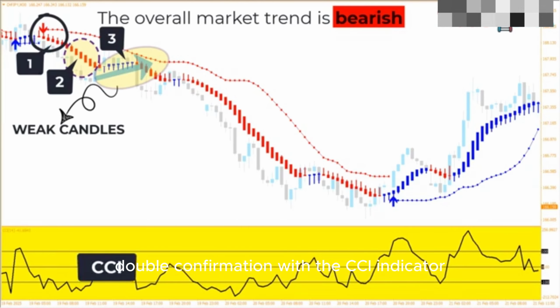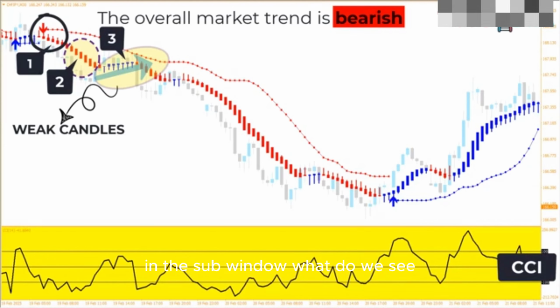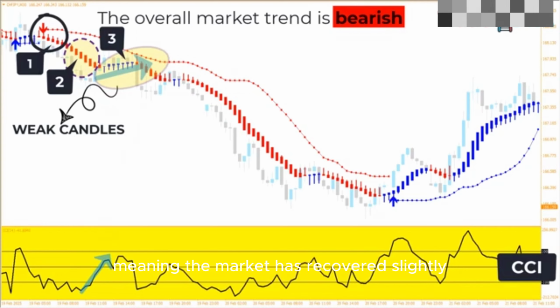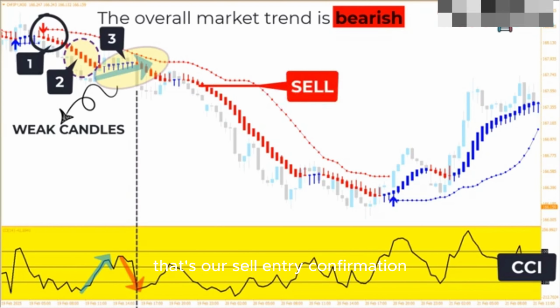Double confirmation with the CCI indicator. Now let's shift our focus to the CCI indicator. In the sub-window, what do we see? The CCI line has climbed above the 50 level, meaning the market has recovered slightly. But here's the critical part: if the CCI line starts moving downward and breaks below 50 or even drops past -100, that's our sell entry confirmation.